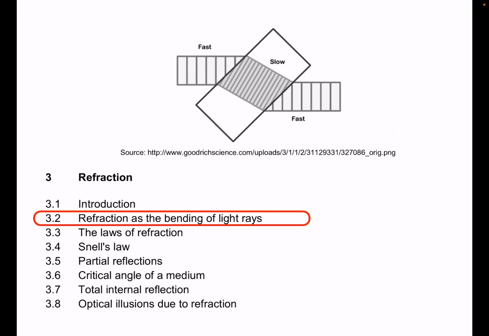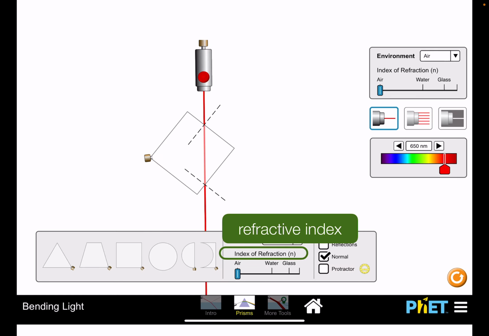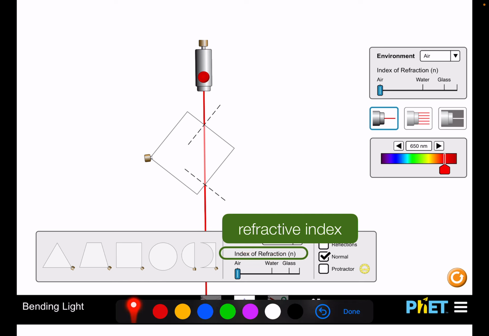3.2 Refraction as the bending of light rays. Using the simulation, we consider how light changes its direction when it travels from one medium to another. Different mediums have a property called index of refraction, or more commonly known as refractive index. Air's refractive index is actually 1, water has a higher value, and glass has the highest of them all.